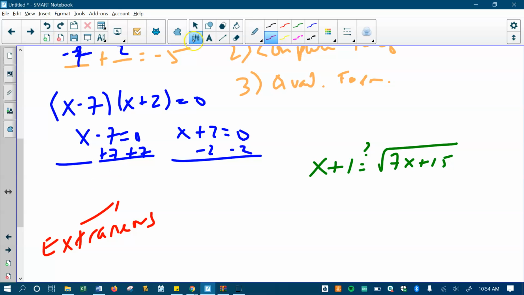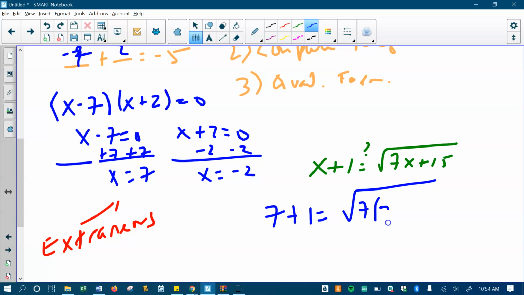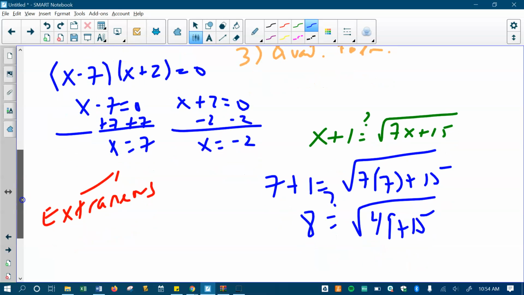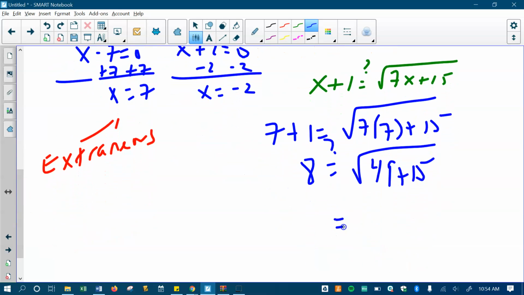So now I'm going to test those and plug them in and see if I actually get what I want here. So let's plug in 7. We got 7 plus 1 equals the square root of 7 times 7 plus 15. 8 on the left. So again, we want to see if 8 happens on the right. We got 49 plus 15. 49 plus 15 is 64. The square root of 64 equals 8. We are good to go here. x equals 7 is definitely a solution.